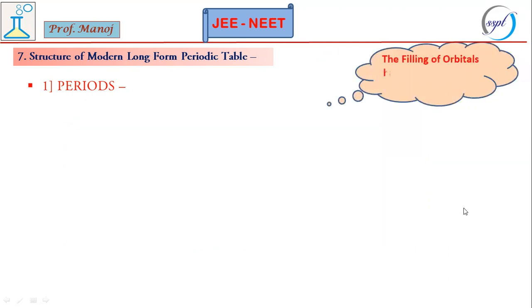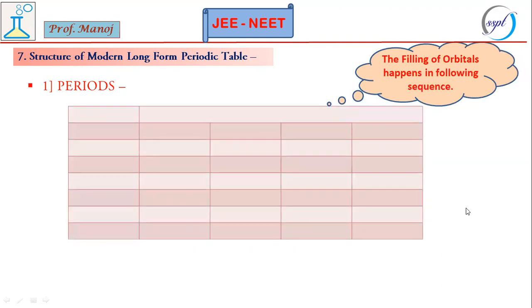More details about how the filling of orbitals happens in this whole periodic table. So in the first period, hydrogen and helium, the only orbital filled is 1s. 1s1, 1s2, khatam. The second period will start from 2s, 2s1, 2s2, then go to 2p, 1 to 6. In the third, it continues in the same manner.